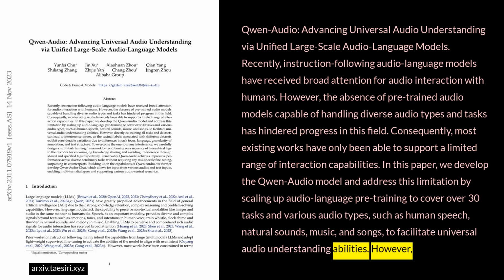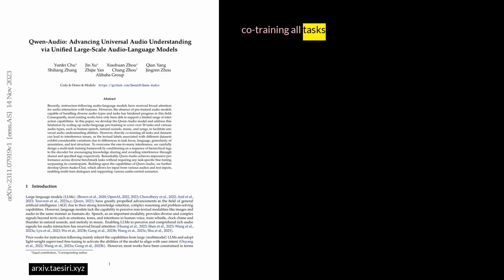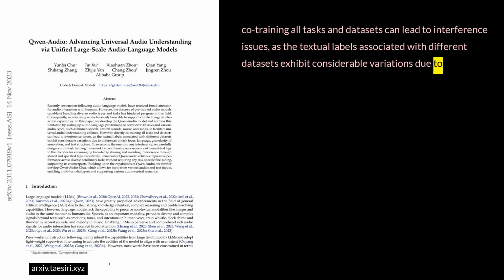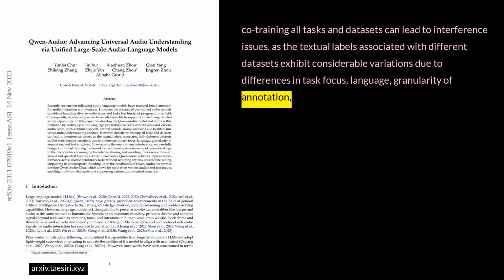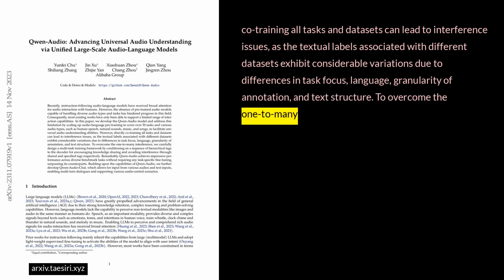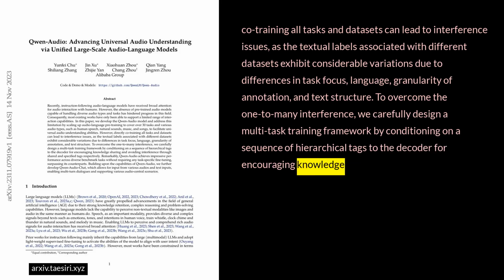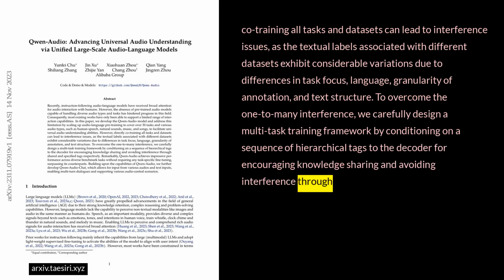However, directly co-training all tasks and datasets can lead to interference issues, as the textual labels associated with different datasets exhibit considerable variations due to differences in task focus, language, granularity of annotation, and text structure. To overcome the one-to-many interference, we carefully design a multitask training framework by conditioning the decoder on a sequence of hierarchical tags, encouraging knowledge sharing and avoiding interference through shared and specified tags respectively.